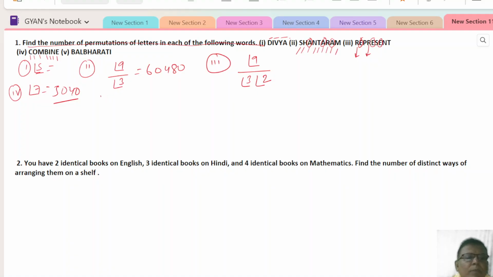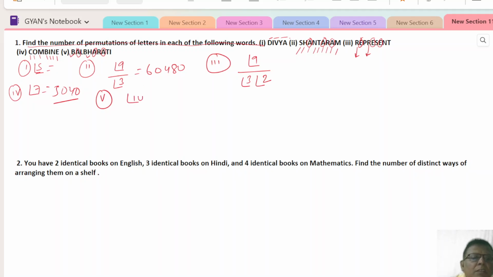Now come to the word Bharti. In Bharti, A is repeating, 1, 2, 3. And B is also repeating. So total number of letters is 1, 2, 3, 4, 5, 6, 7, 8, 9, 10.